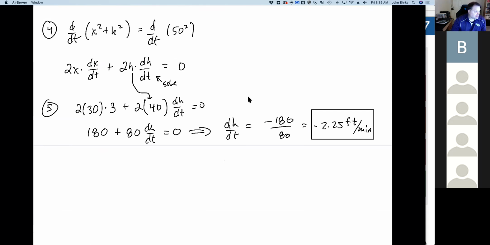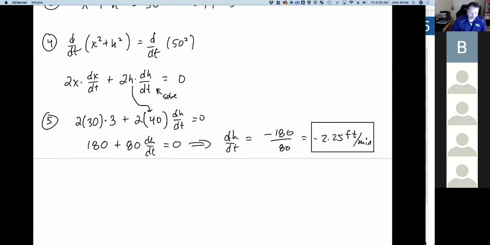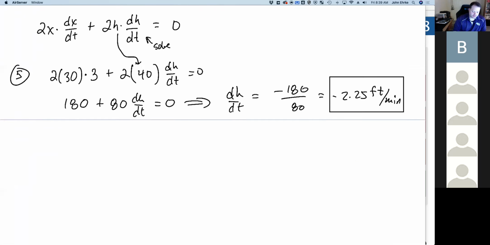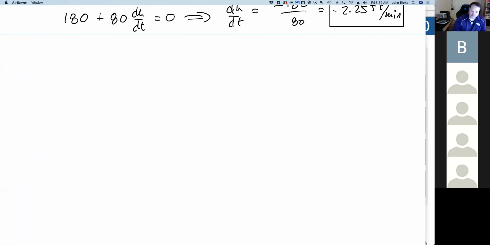And that seems like a reasonable rate, given that the base is sliding out at 3 feet per minute. Yes, you can leave it in fractions, right? If you wanted to tell me negative 9/4, that's fine. All right, so let's make sure we get at least a third example in here.